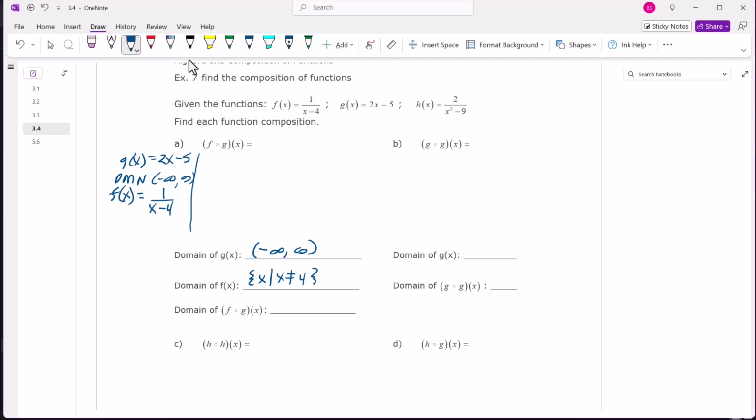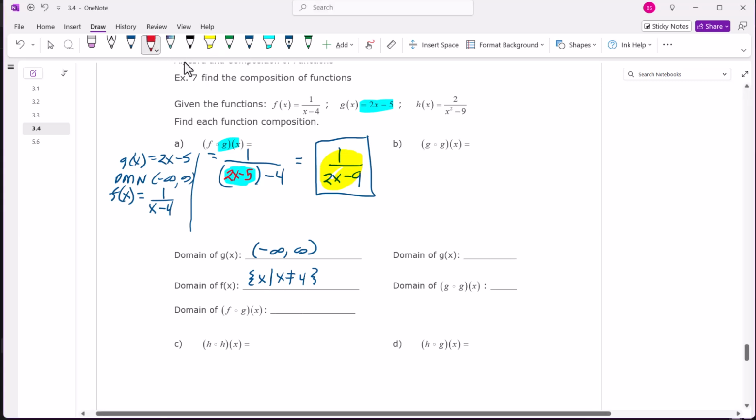Okay, now when we do the composition, we're going to write down f, which is 1 over something minus 4. What we're plugging in is g of x. So we put in the 2x minus 5 there. So what we have is 1 over 2x minus 9 would be the composition of those two functions then. So what matters is this domain and this domain. That domain right there doesn't really make any difference on that.